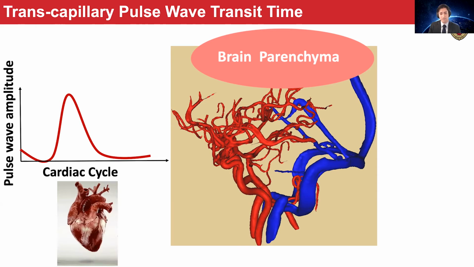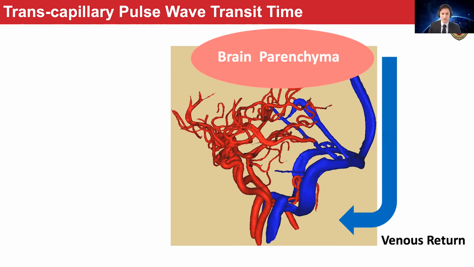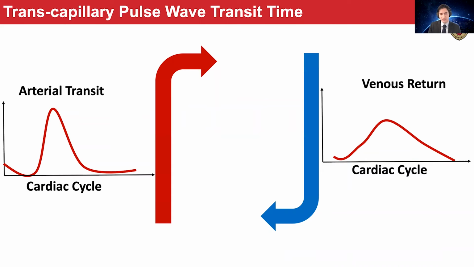For example, the pumping action of the heart generates a pulse wave, and this pulse wave travels through the arteries, the intracranial arteries, reaching the capillary bed and returns to the heart through the venous system. By characterizing the cardiac pulse wave as it travels from the intracranial arteries, the brain parenchyma, and finally the veins, we can establish the transcapillary pulse wave delay transit time. And these transit times are indicators of both pulse wave transmission and vascular compliance of the macro and micro circulation.